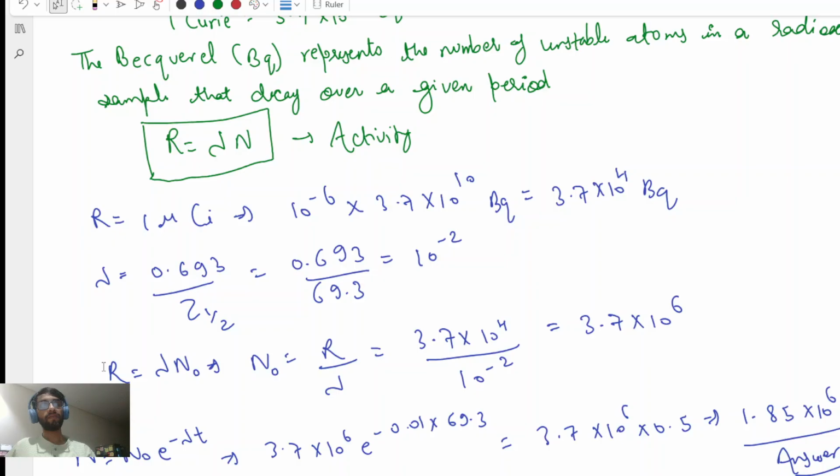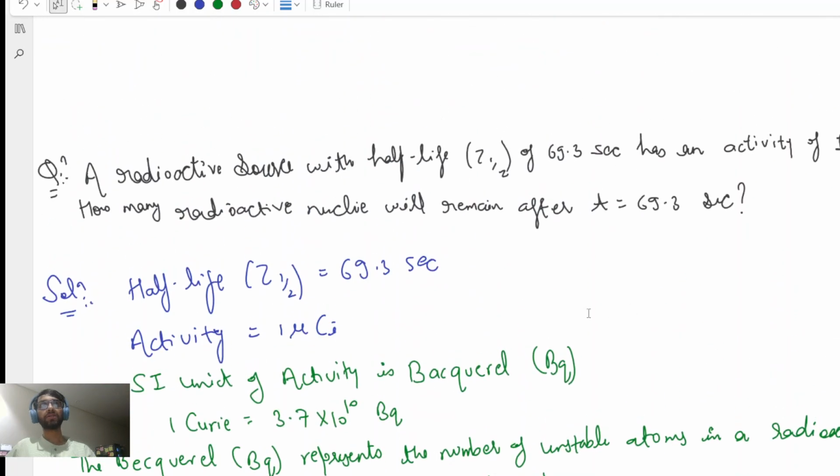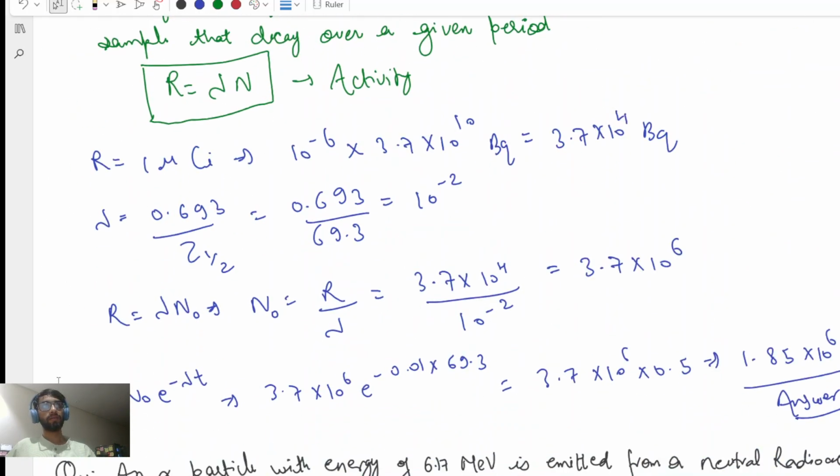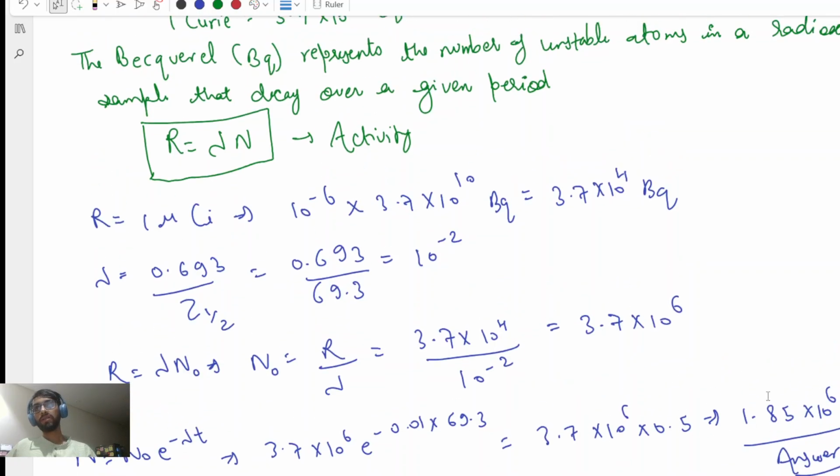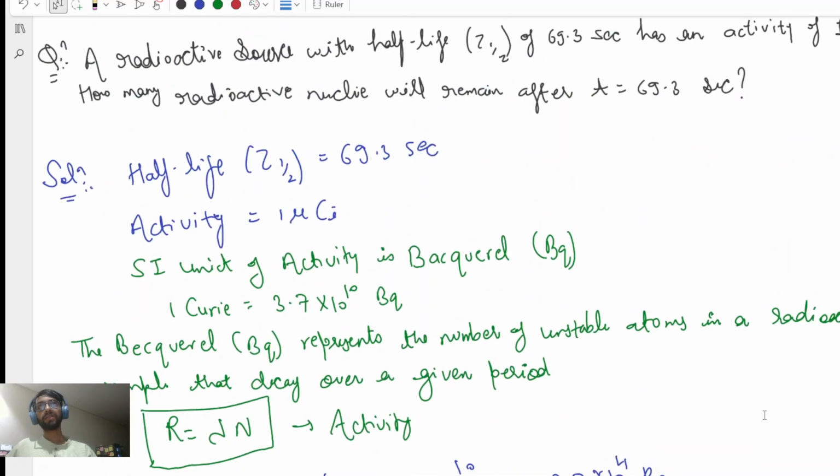Then again, the activity formula. We take this activity, so R equals lambda N naught. We calculate N naught, means the original number of atoms at t equals 0. This is 3.7 times 10^6. What is asked in the question? How many radioactive nuclei will remain? So with the basic formula N equals N naught e^(-lambda t), you will get N. This is the number of atoms that will remain after time 69.3 seconds.